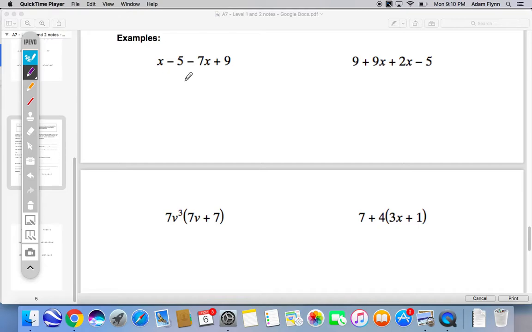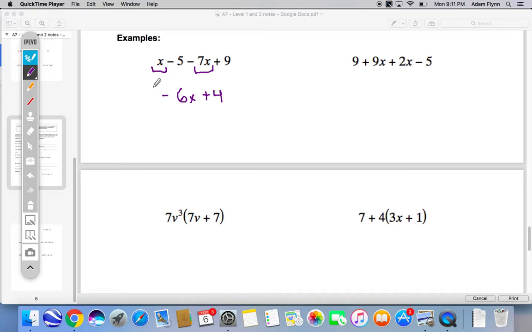So let's get started. Taking a look at this example right here, I have this x to the first power and this negative 7x to the first power. Since they both have an exponent of 1, I can combine these. I'm just going to take a look at their coefficients. So I have x, which is the same thing as 1x, minus 7x. That'll take care of these two right there. So x minus 7x would be negative 6x. And then I have negative 5 plus 9, which is positive 4.